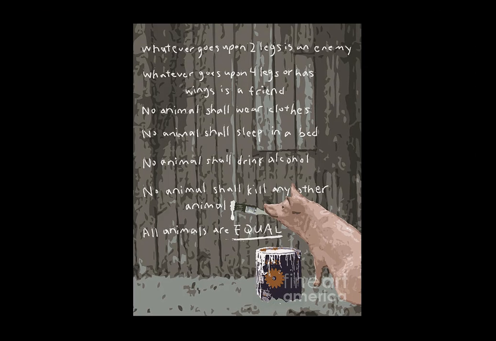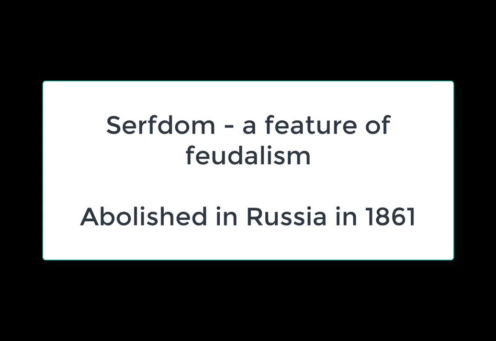One of the other features of Russia was that serfdom, which was a feature of feudalism, which had died out in the Renaissance in Europe, was still operating in Russia right up until 1861 when it was abolished. So it was a very, very backward country.